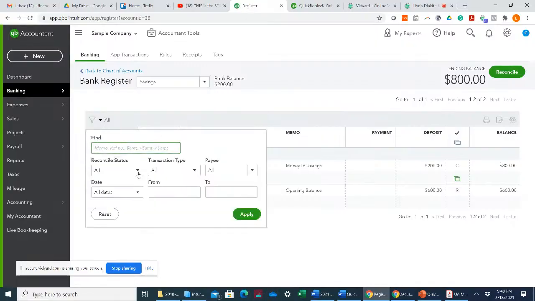And what you could do is reconcile status. So transactions that have been reconciled, that means it has cleared the bank.